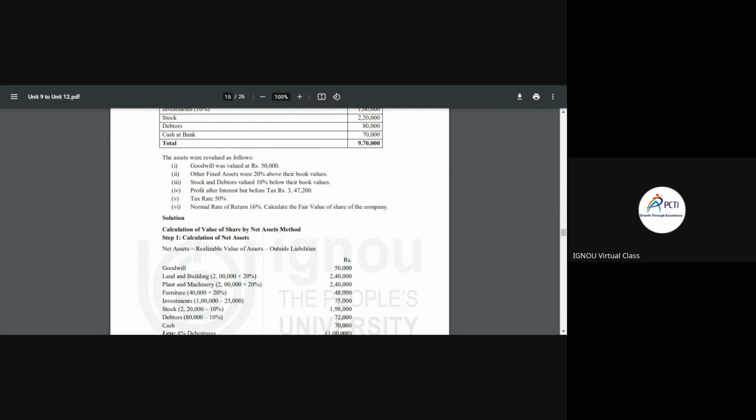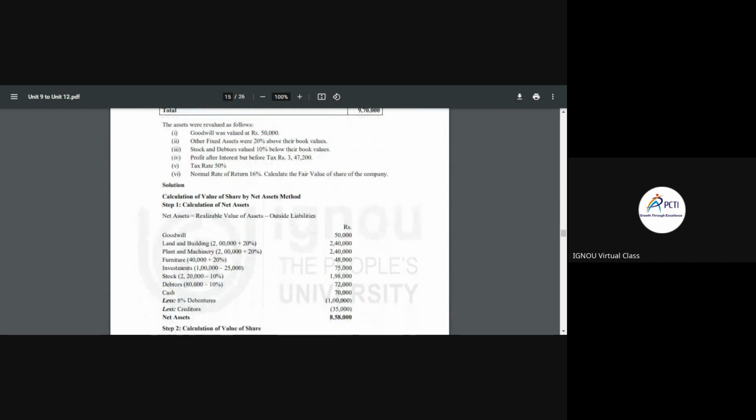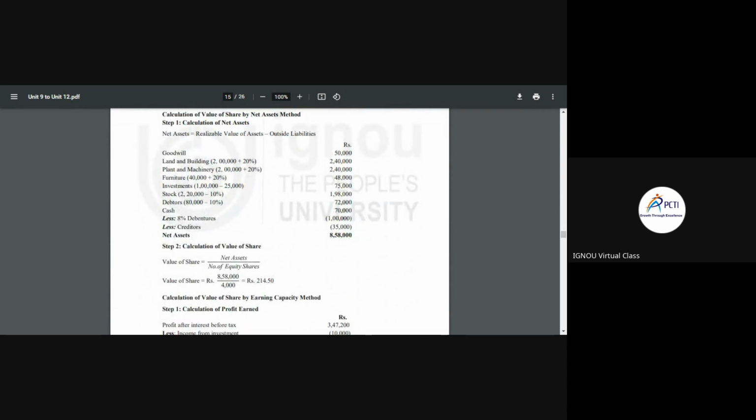For this question, we need to calculate the value of share by net asset method. Step 1 is calculation of net asset. Net asset is equal to realizable value of asset, then we deduct the outside liability. For this, we have goodwill of rupees 50,000, land and building 2 lakh plus 20%, 2 lakh 40,000, plant and machinery 2 lakh plus 20,000, it also costs 2 lakh 40,000. Furniture 40,000, then we add 20%, that will be 48,000. Investment 1 lakh, then we deduct 25,000, we have 75,000.